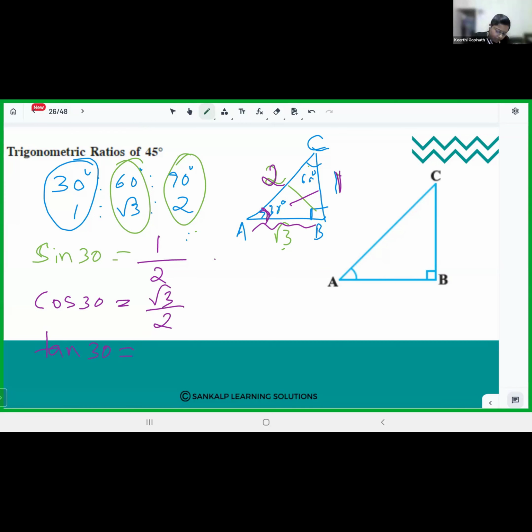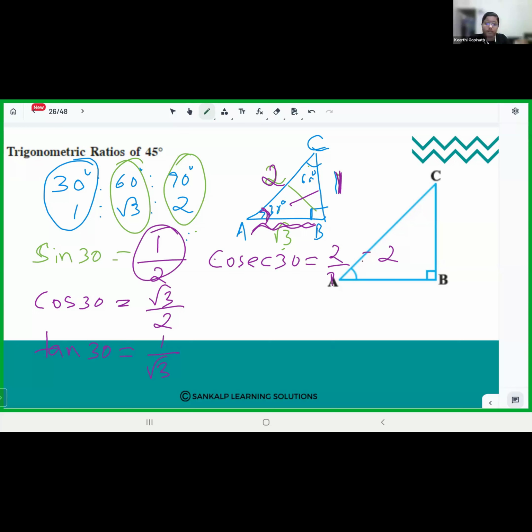So this will be 1 by √3. So we obtain the values of sine 30, cos 30 and tan 30. Now, what will be the value of cosec 30? Cosec 30 is nothing but the reciprocal of sine 30, right? So it will be 2 by 1, that is equal to 2.